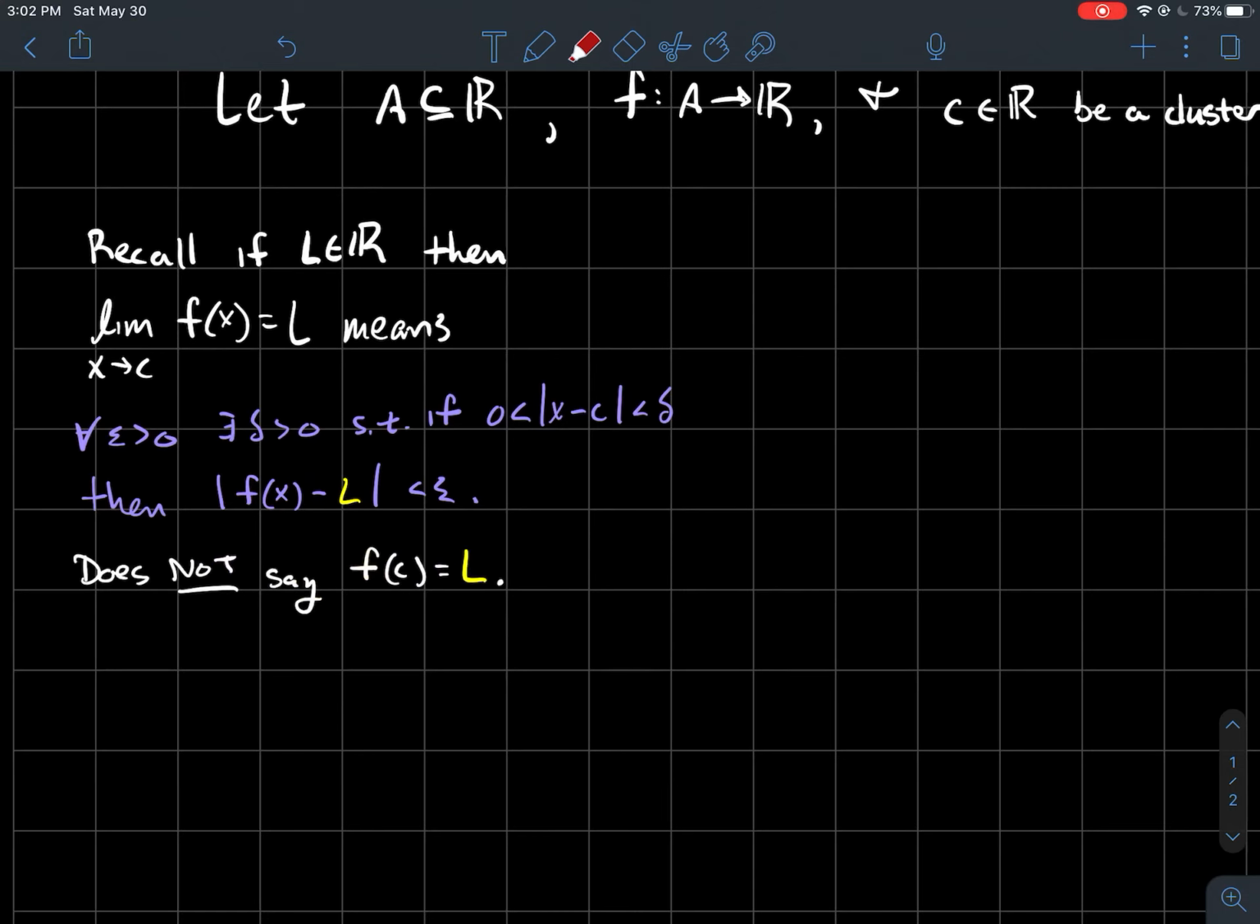What I want to emphasize about the limit definition up here is this does not say that L has to be an output of your function. I'm not saying f of c has to be L.